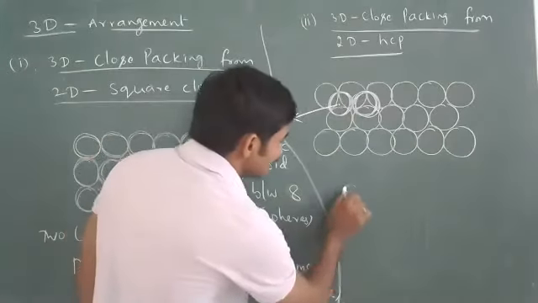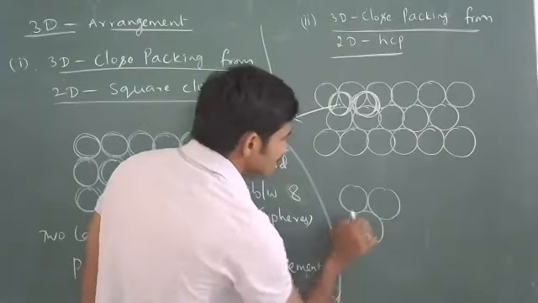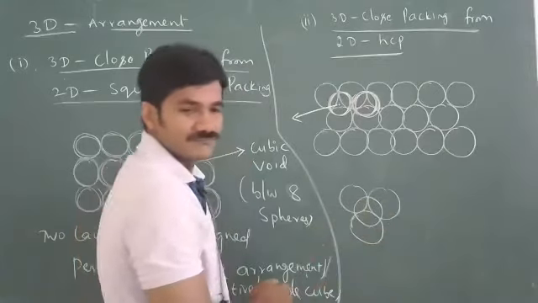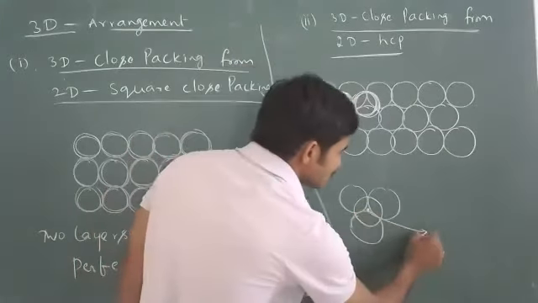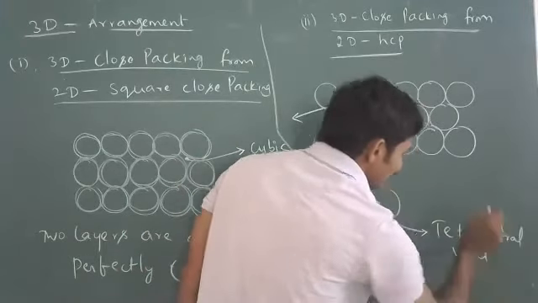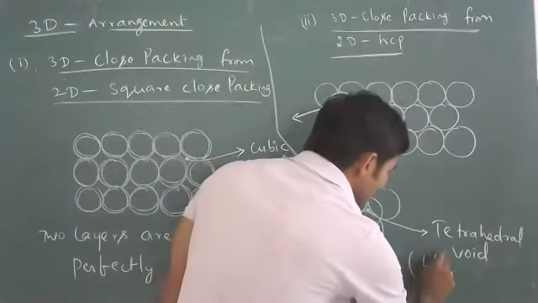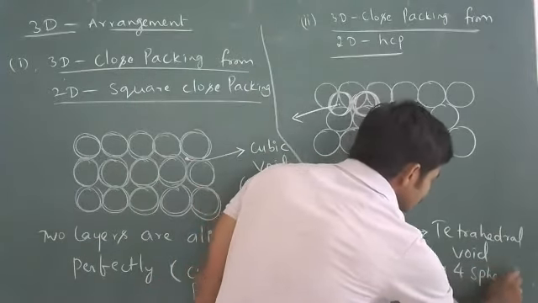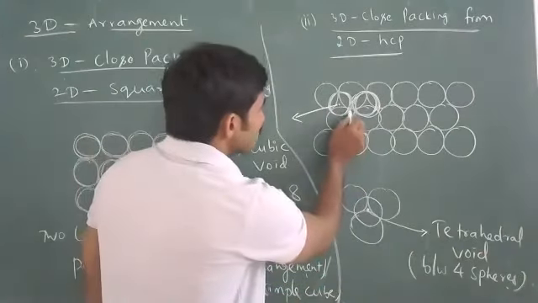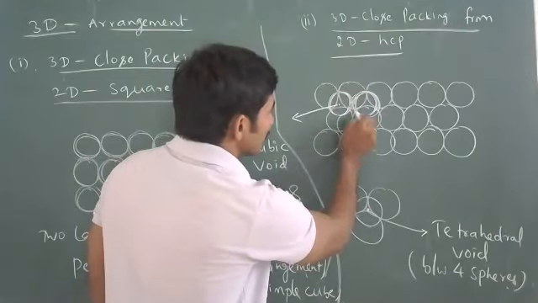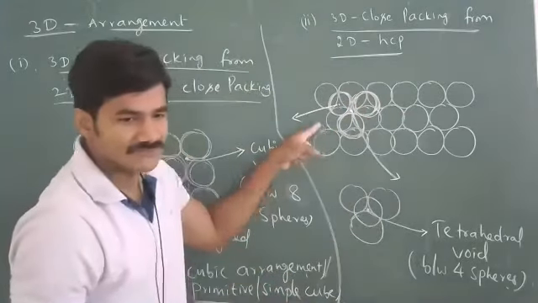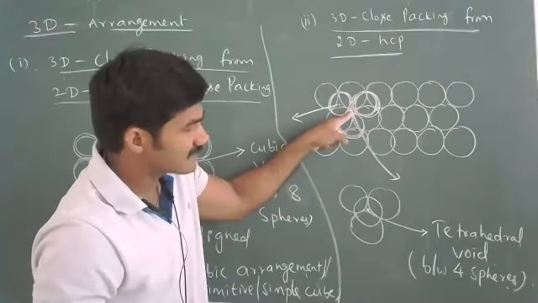So here I'm writing 1, 2, 3, and here I'm placing one more layer. This gap is called a tetrahedral void. Tetrahedral void, between 4 spheres. Like this, if I write one more layer here, you can see one gap here. If you observe this gap, how do you see it?